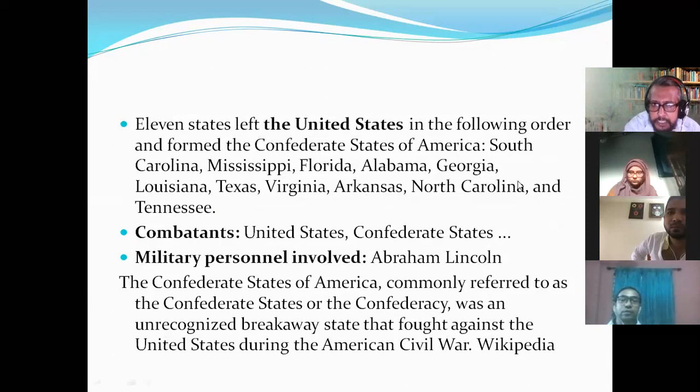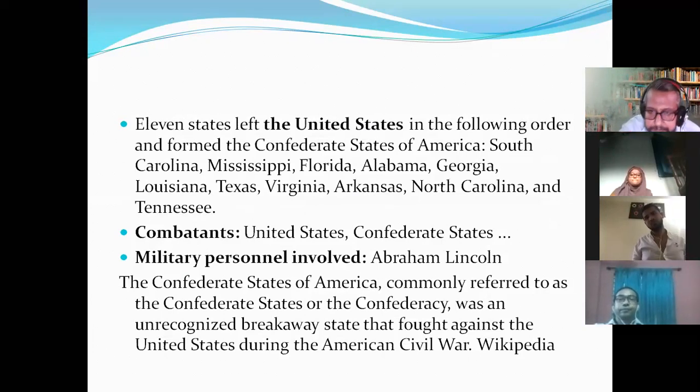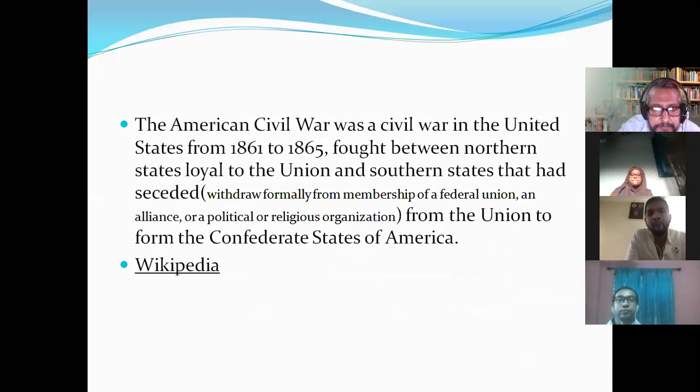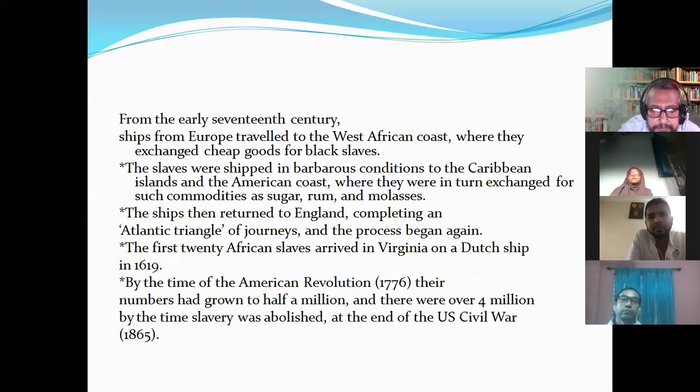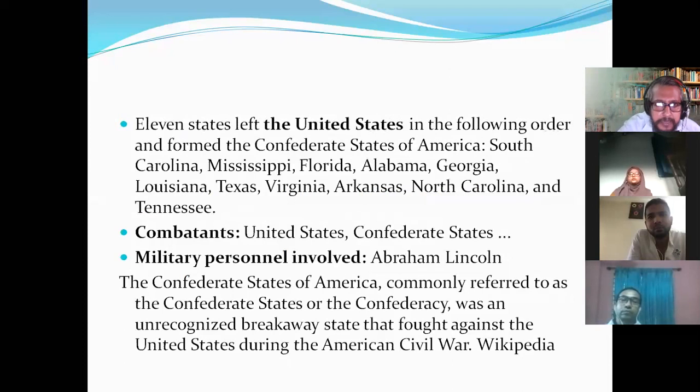Arkansas, North Carolina, and Tennessee. These 11 states, they said that we will not be under the control of America. We will be a different state, and we will be calling it Confederate States of America. Okay, and their leader was Abraham Lincoln. They started this war. Okay, but the important thing is that at that time the slavery was abolished in America. Okay? But the black people became 4 million up to this time.